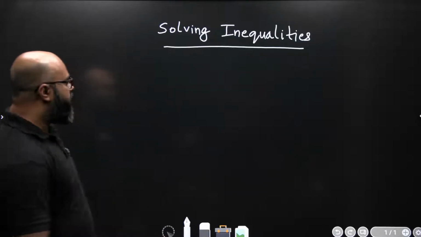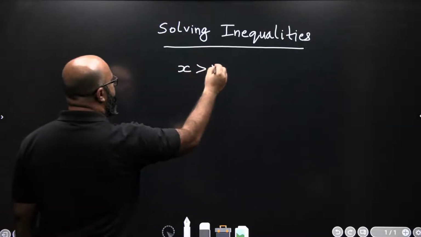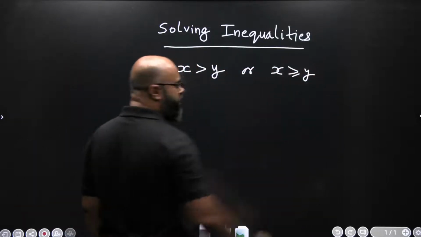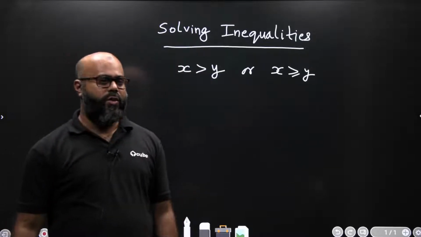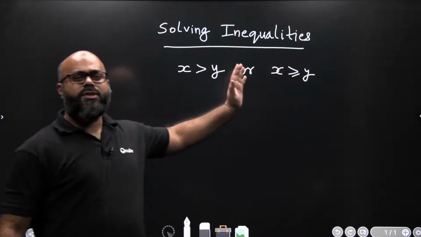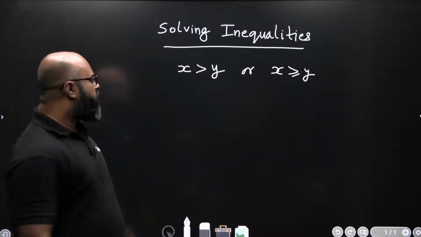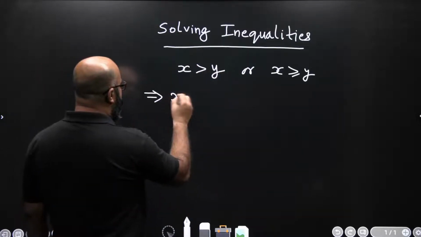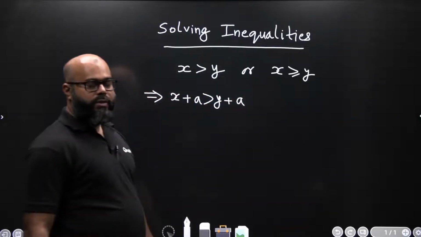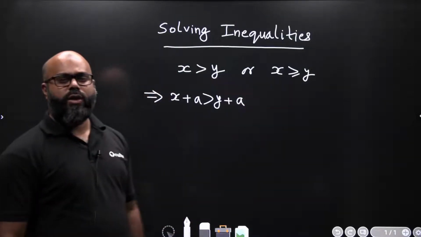So if you see that we have inequality, let us start from here, that x is greater than y or x is greater than or equal to y. One inequality here is the slack inequality, another one is the strict inequality. This is the strict inequality, this is a slack inequality. Slack means there is a possibility of equality also, but in strict it is strictly an inequality. If you add a constant here, x plus a, and you add the same constant here, y plus a, then also the inequality will not change, of course. Similarly, it will happen here also, the slack inequality will not change.